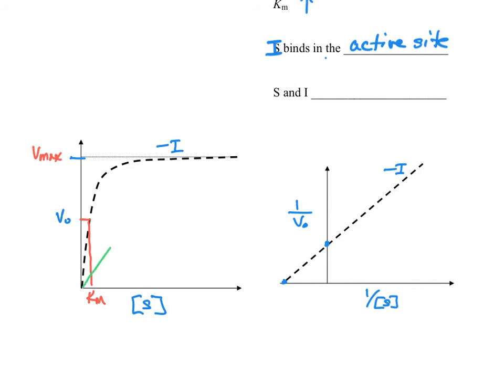So it might look something like this, where we still level off at that same value of Vmax, but we're going to push our Km out in the presence of inhibitor. So this is going to be the line that you'd expect to see in the presence of a competitive inhibitor. Same Vmax, higher Km.